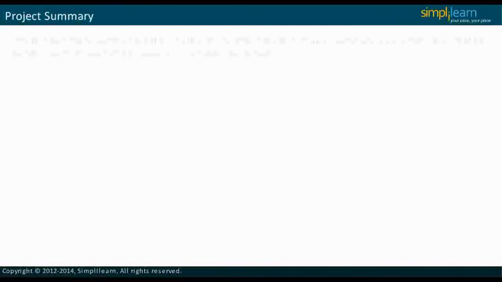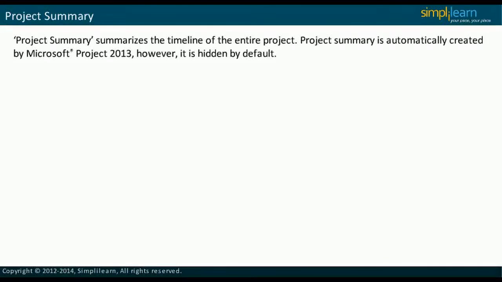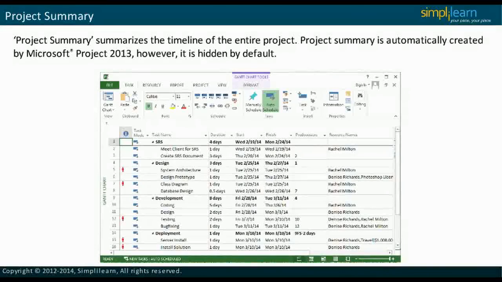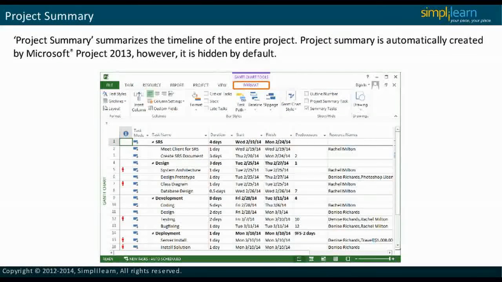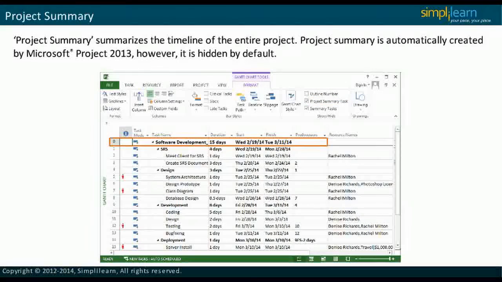A project summary summarizes the timeline of the entire project. The project summary is automatically created by Microsoft Project 2013. However, it is hidden by default. Click the Format tab and select Project Summary Task to display the project summary.